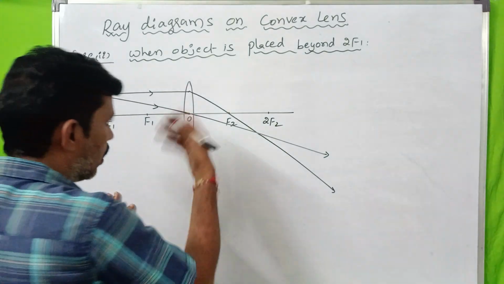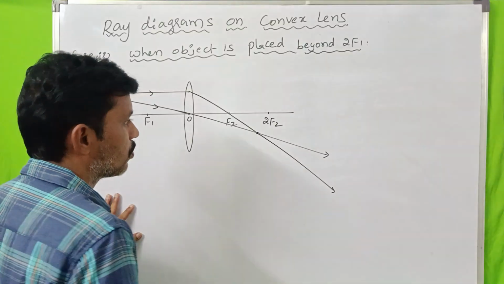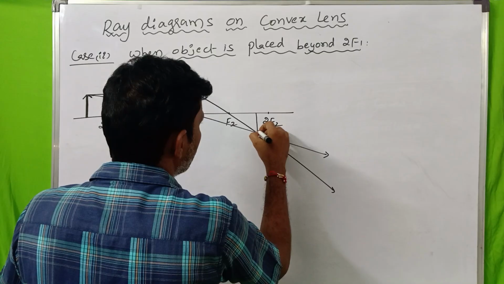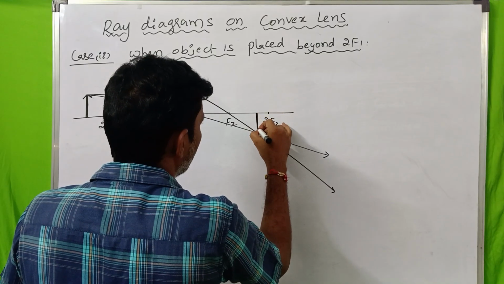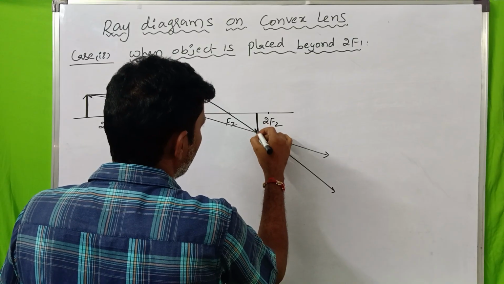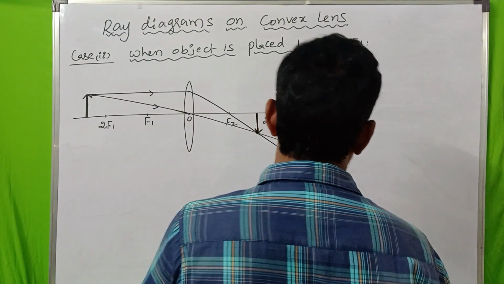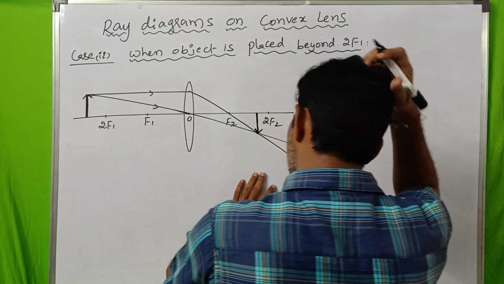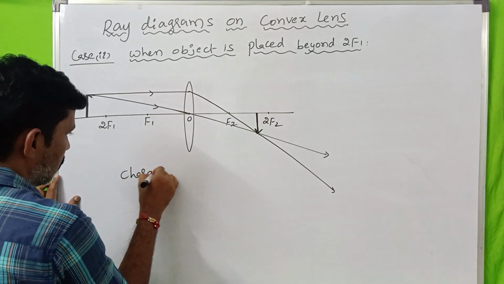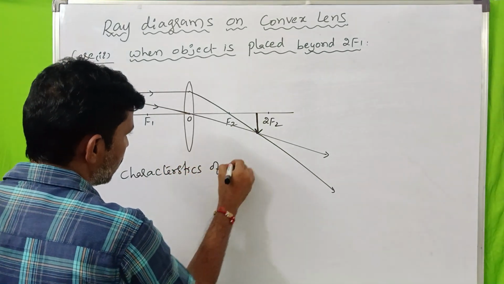After drawing the two rays, these two rays meet at this point. We know that this gives the image position. That means the image is formed here. This is the image position. Clear? Right, now let us write the characteristics of the image.